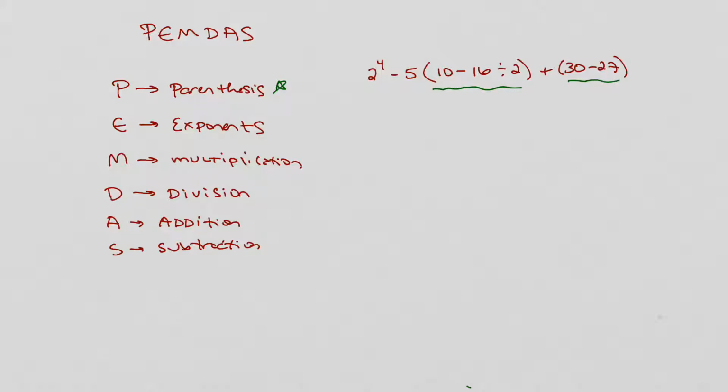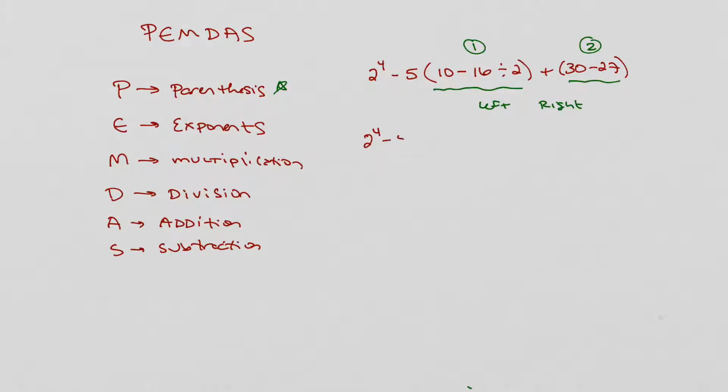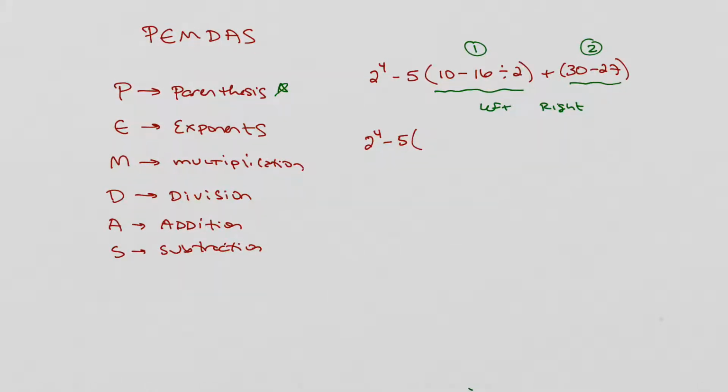If you remember the rule, if you have 2 things with the same level of difficulty, look at them from left to right. Which means I will do this one first and then this one second. So I'm not changing that 2 to the 4th or that 5, but inside this parentheses, let me do a little scratch work over here.